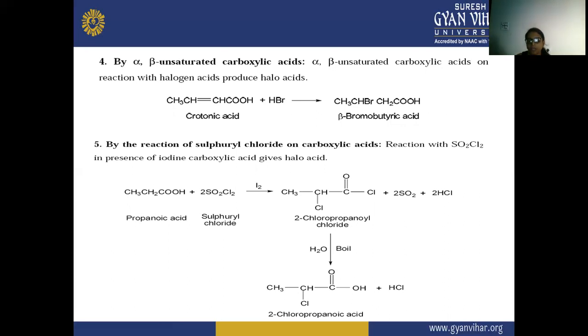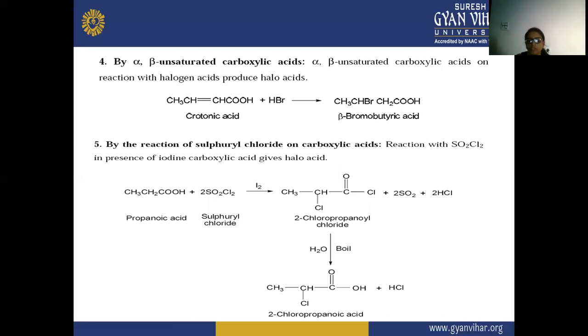So here the bromo is attached to the beta position carbon of this aliphatic acid. That is why this bromo is attached to this beta position, because this is the carboxylic acid and this is the alpha position and this is the beta position. So its name is beta bromobutanoic acid, or you can say beta bromobutyric acid, and here it is attached to the third position. So it is also called 3-bromobutanoic acid.